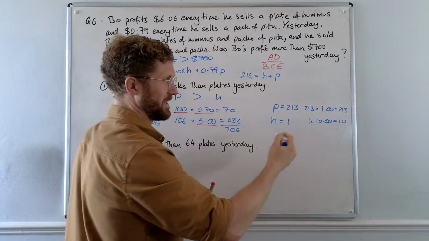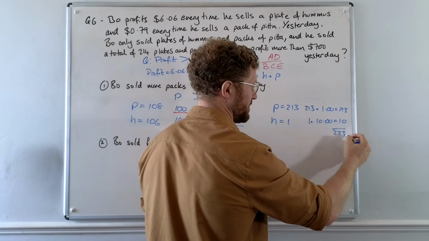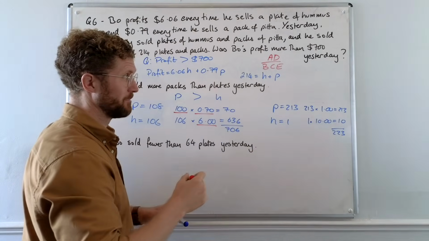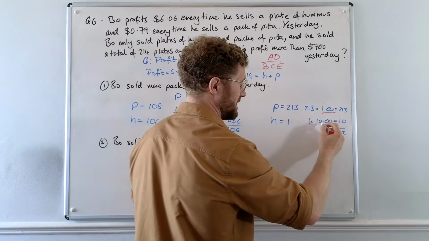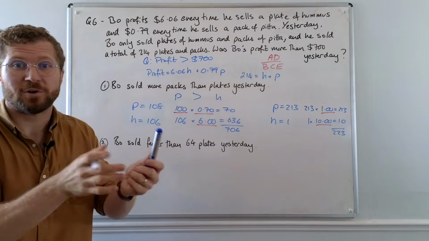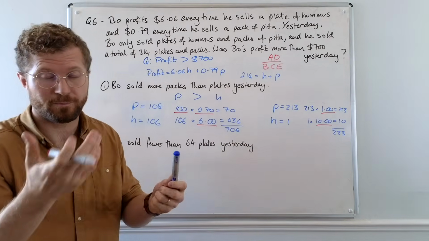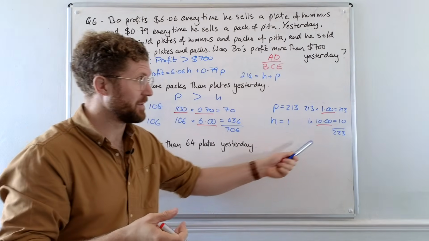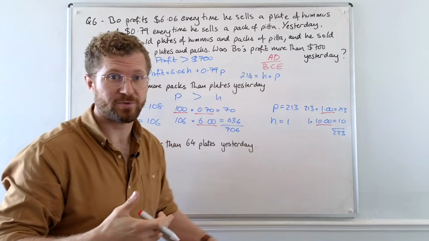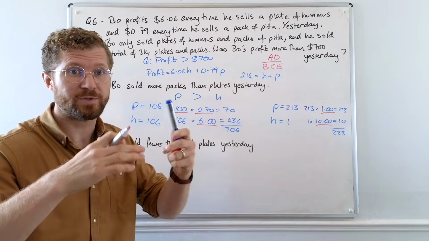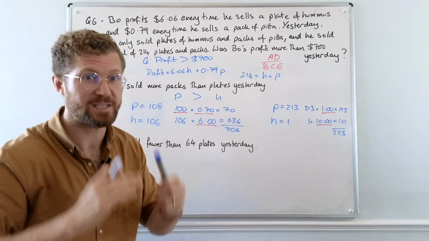So I'm going to get a total of $10 profit, which will give me 223. Now I've overestimated the amount of profit that Bo made for each plate of hummus and pack of pita, and the actual value has still come out to be under 700. I know the real value, because of my overestimation, is even lower.